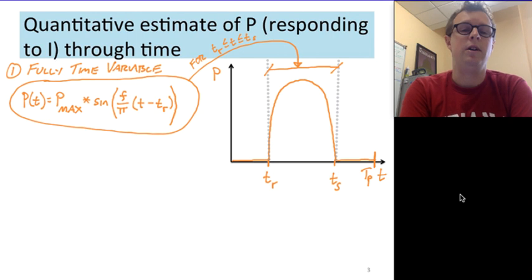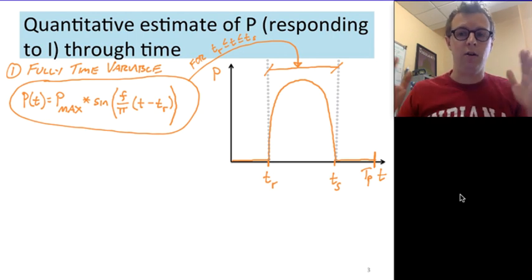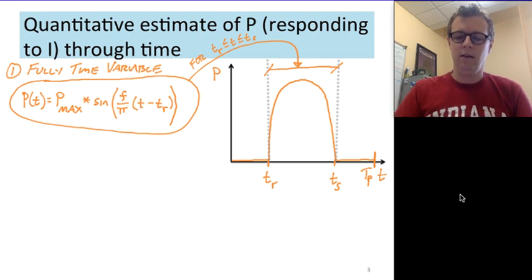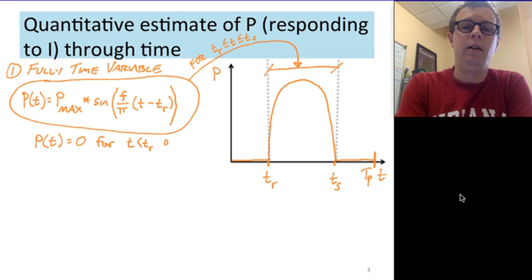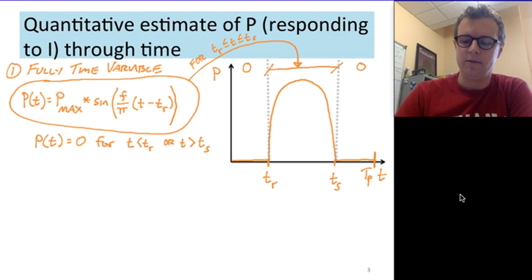So that equation actually defines a sine wave, and what you need to then do is say, well, okay, it's a full sine wave, but I only want the part from rise to set. At all other times, I'm going to use zeros. So this would be a fully time variable representation of photosynthesis.